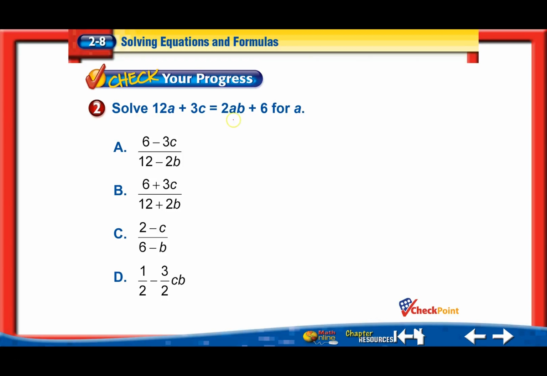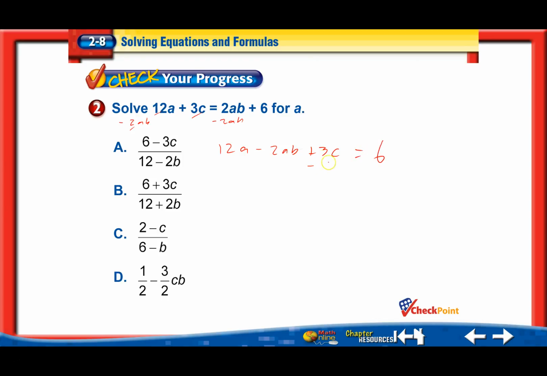All right, so we need to get a by itself here. So let's see. I think I'm going to take this that way. It'll still end up being negative. There's going to be a negative no matter what I do. So minus 2ab. So I'm going to stick it in between here. So it goes 12a minus 2ab plus 3c. So I did that one, that one, that one, equals 6.